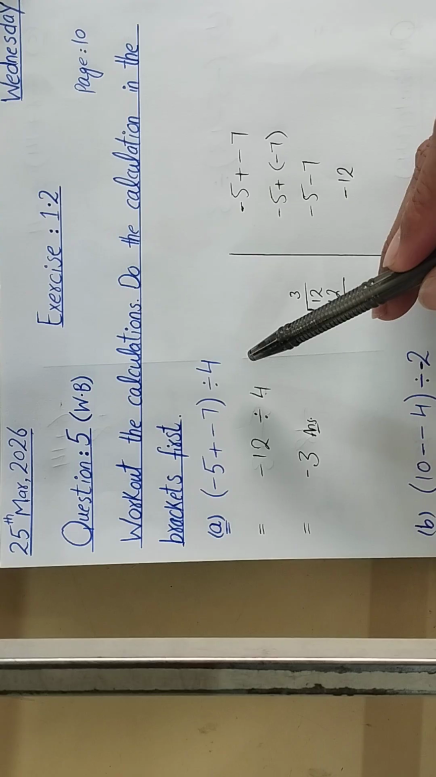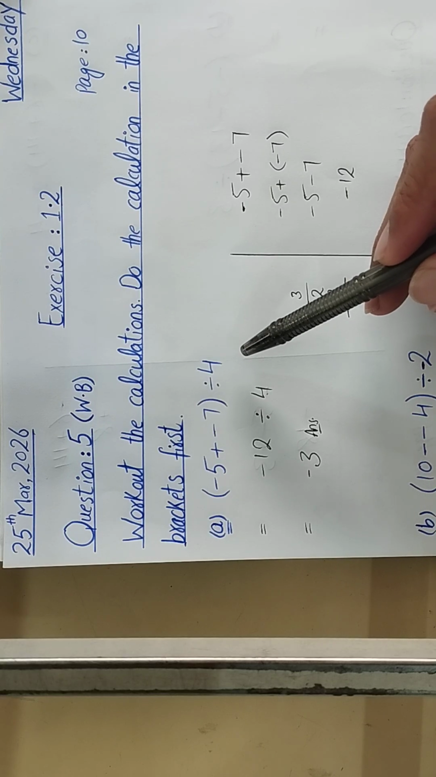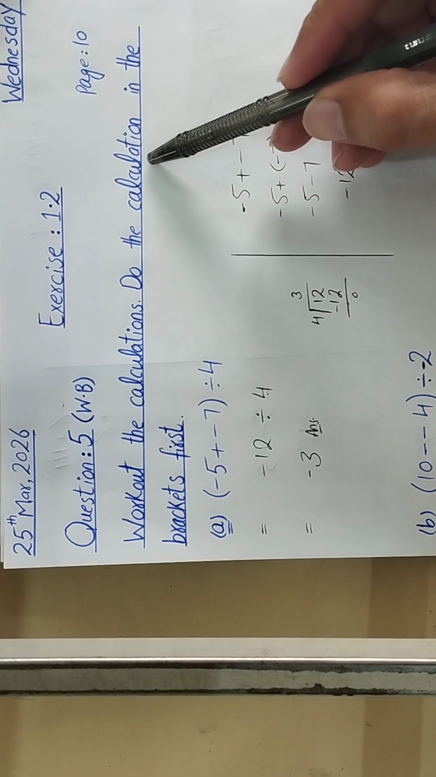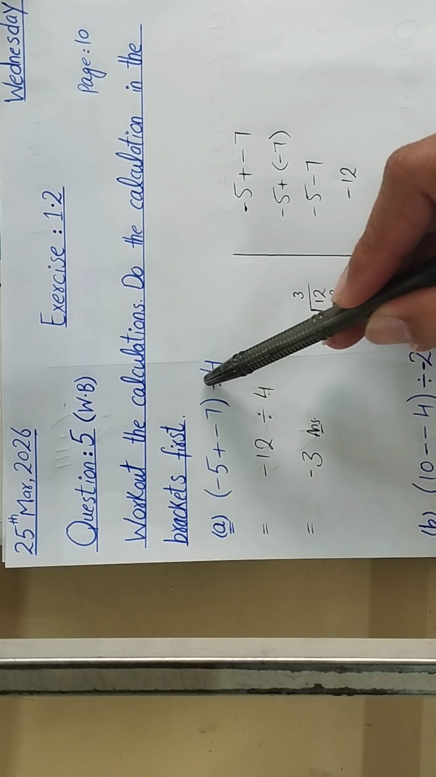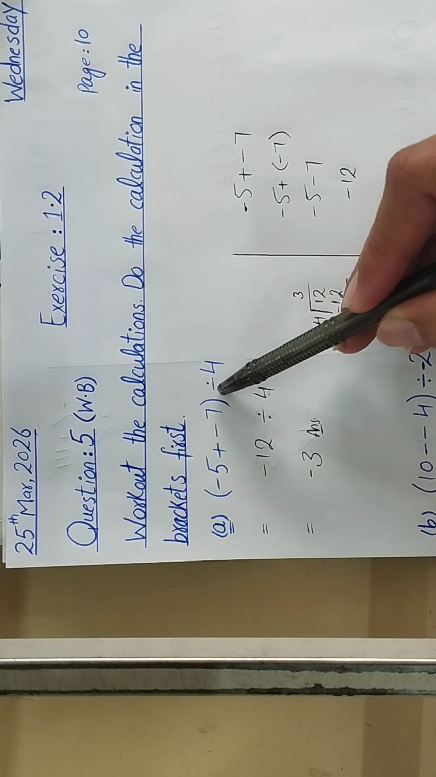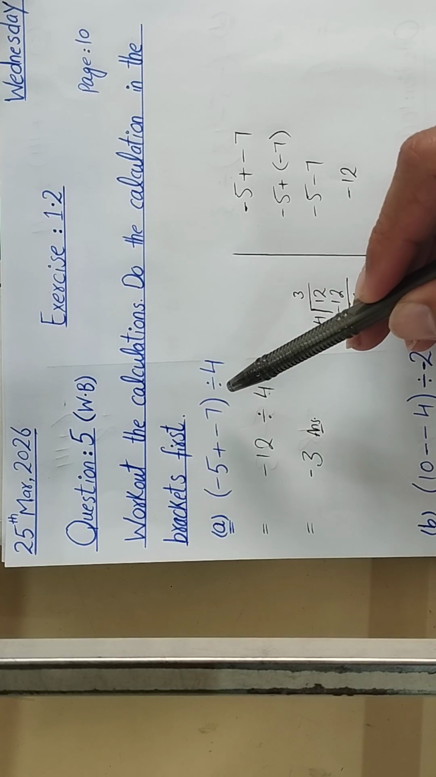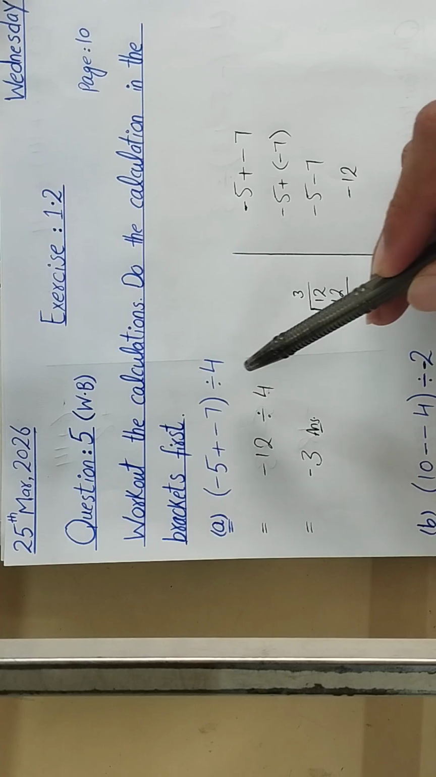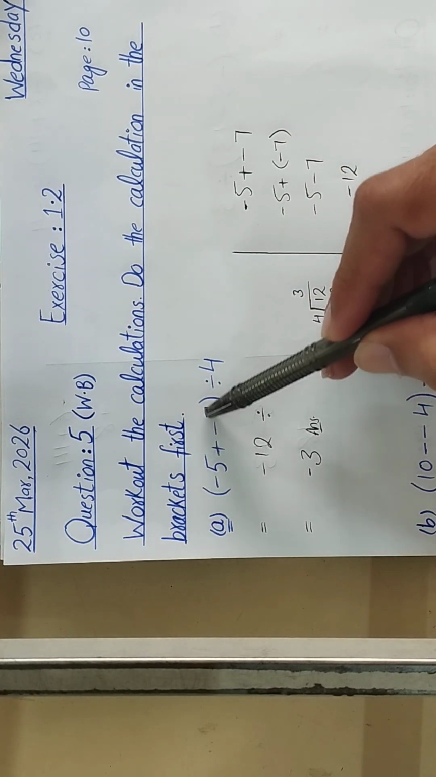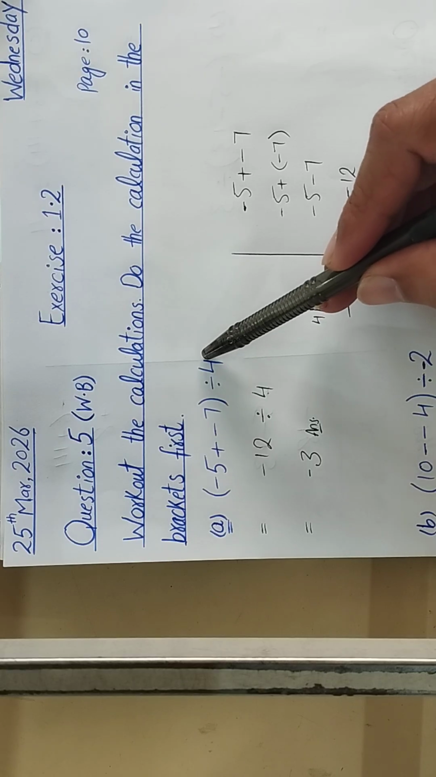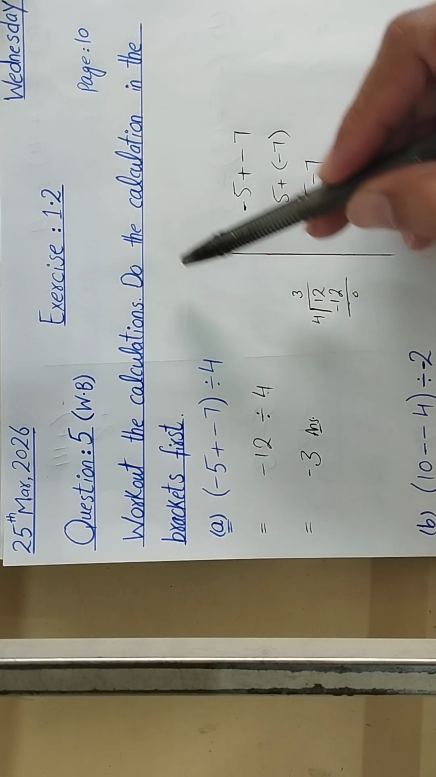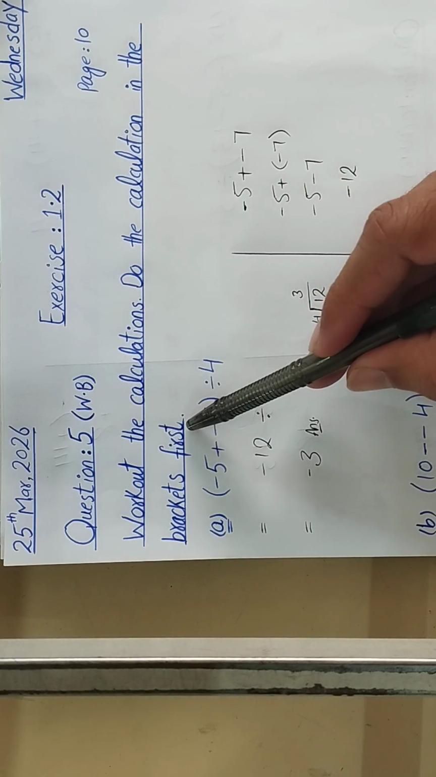Now what will be our first step? The first step is do the calculation in the brackets first, as we have done yesterday. That question was related to multiplication and it is related to division. This one is the only difference between them. Okay? The number of steps are same. In the first step we'll do the calculation which is inside the bracket and then we will divide by the number which is outside the bracket. So do the calculation in the brackets first.